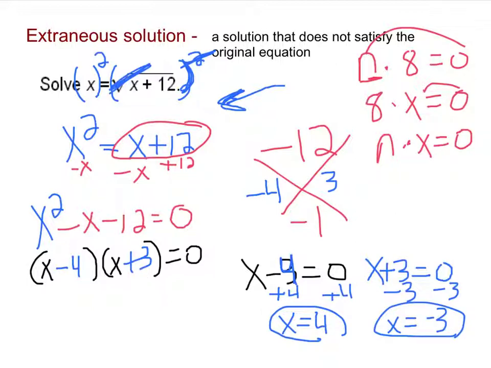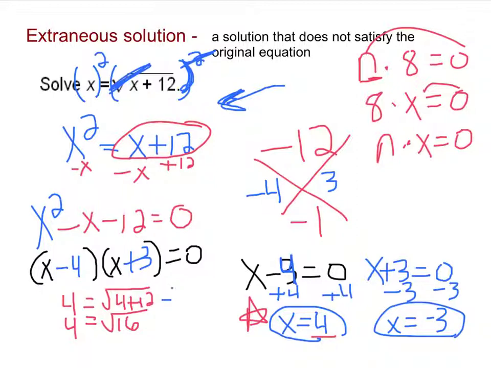But we have to check for an extraneous solution, so we need to take each number and plug it into the original to see if it is true or false. The original equation is x equals the square root of x plus 12. So I took 4 and put it where the x is. 4 plus 12 is 16, and the positive square root of 16 is 4. This works. Now I need to check the negative 3.